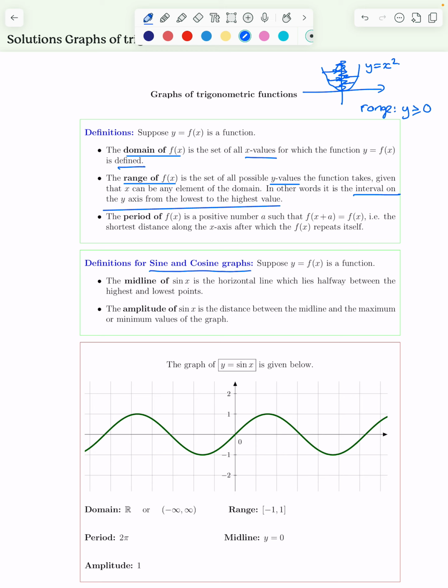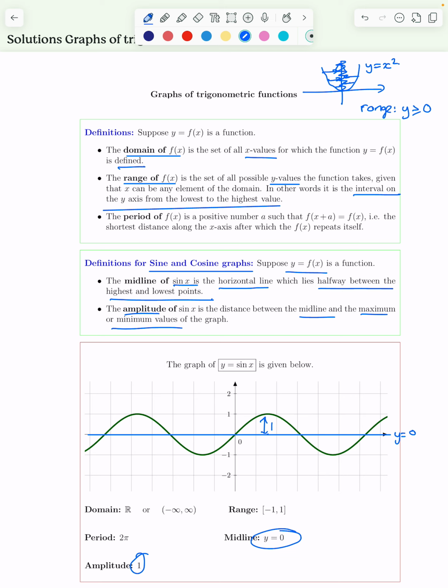Okay, for sine and cosine graphs, suppose f of x is a function. The midline is the horizontal line which lies halfway between the highest and lowest points, and the amplitude is the distance between the midline and the maximum and minimum values of the graph. Looking below, the midline of this graph, y equals sine x, would be y equals 0, and the amplitude is the distance from y equals 0 up to the top or down to the bottom, which is 1. You don't need to worry too much about those terms, but knowing them does help.